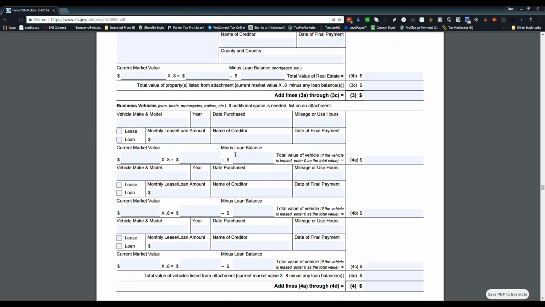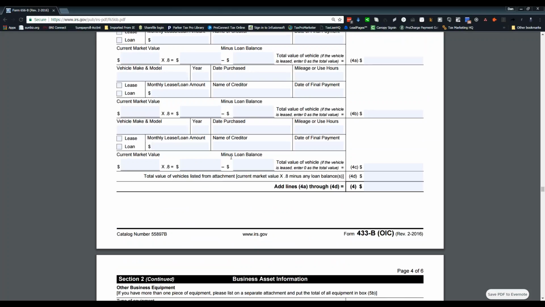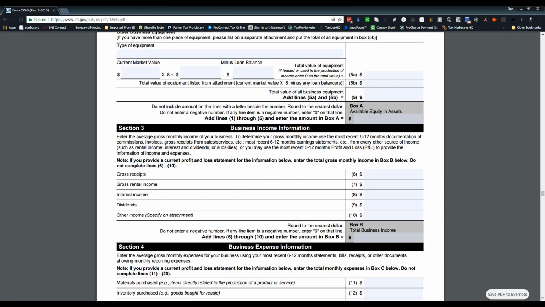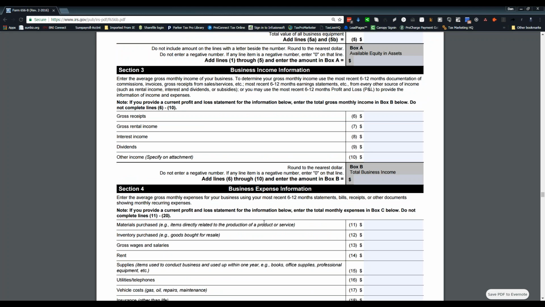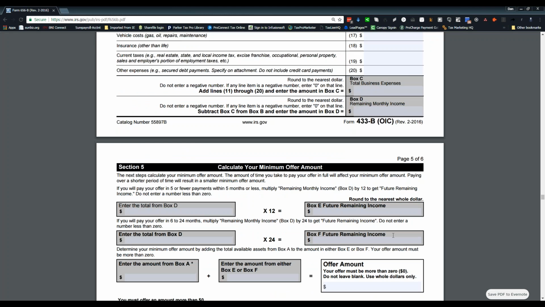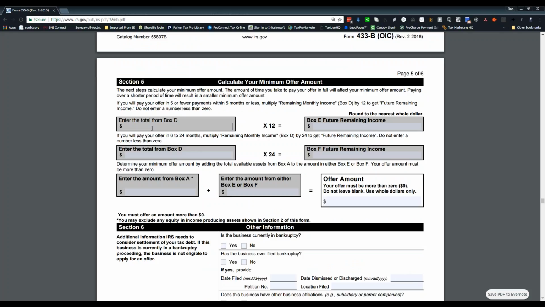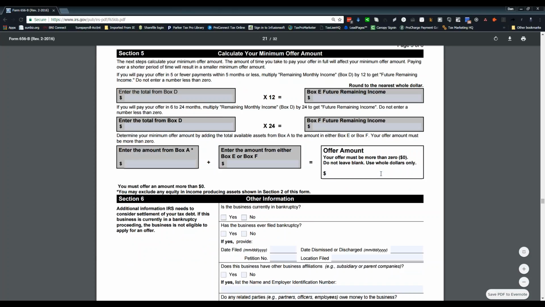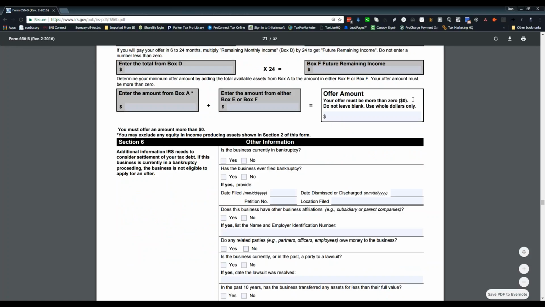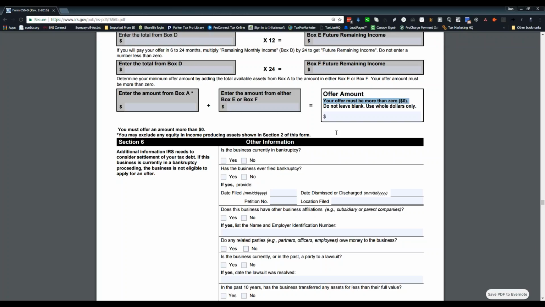So you've got business vehicles and office equipment here. We're looking at the income and expenses of the business to ultimately determine the same exact analysis. What's the income? What is the net equity in assets? And what is the offer that the company is going to make at the end of the day? And remember, it says more than one time here, your offer must be more than $0. Do not submit an offer of $0. At least put $1, put $100, put $10, whatever it is.